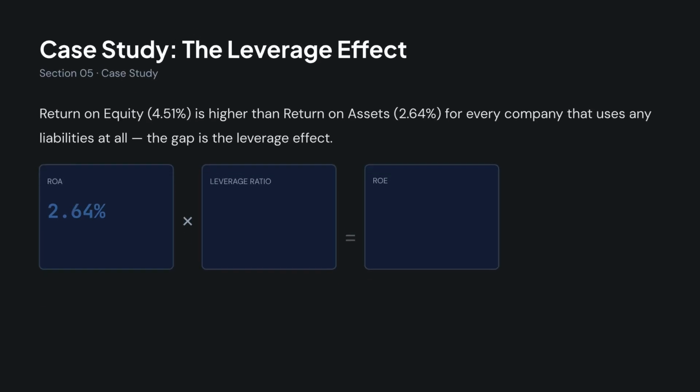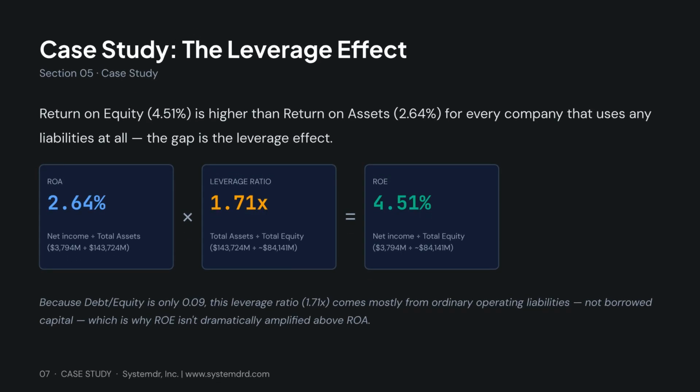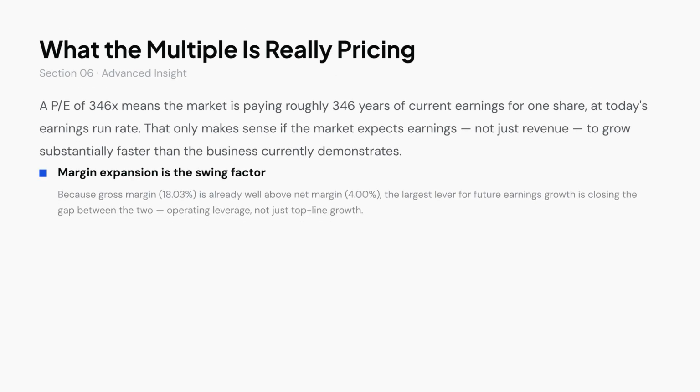In this case study on leverage, we see that return on equity of 4.51% is achieved by multiplying return on assets of 2.64% by a leverage ratio of 1.71x. Because the debt-to-equity ratio is low, this leverage is largely structural, rather than from borrowed capital, explaining why the ROE is not aggressively amplified.